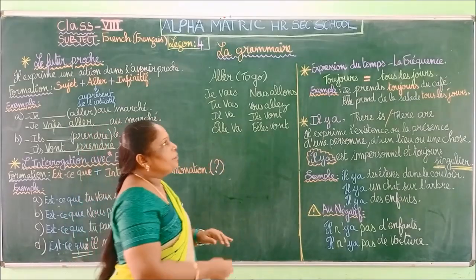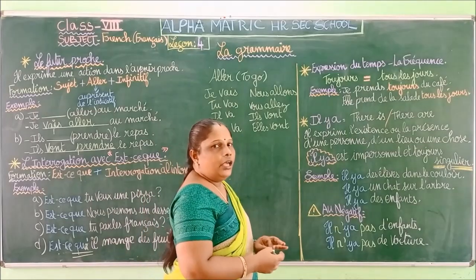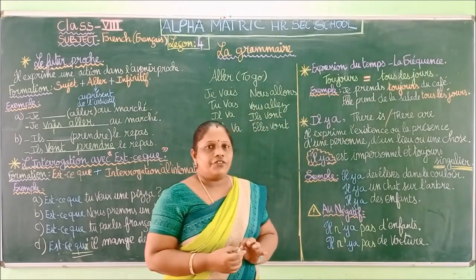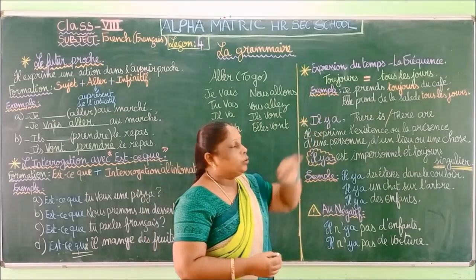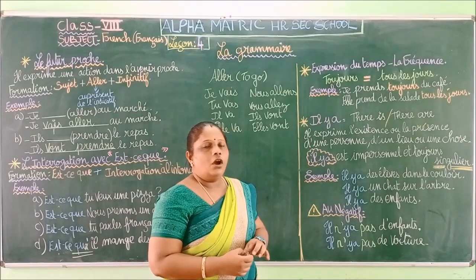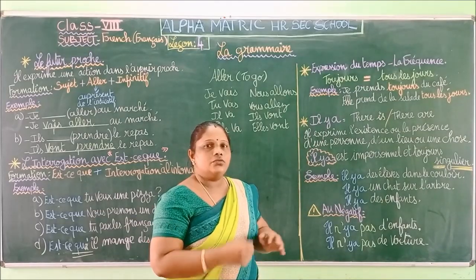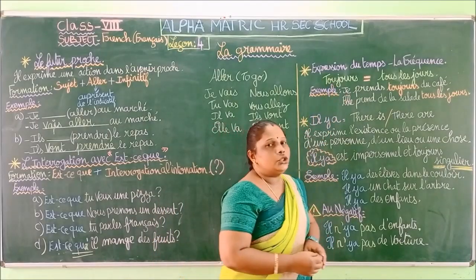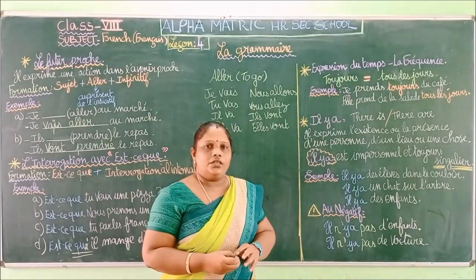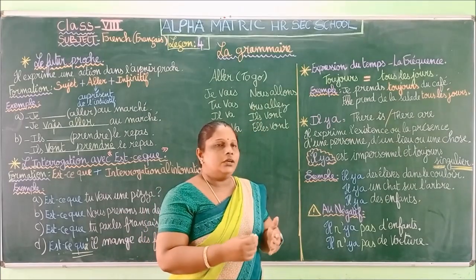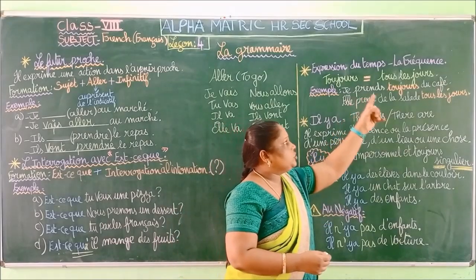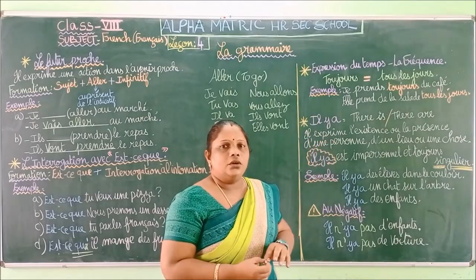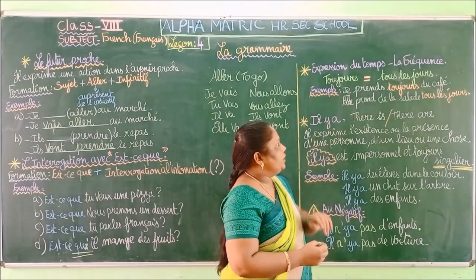Now we are going to see expression du temps, expression of time and la fréquence. Okay, expression du temps, expression of time, okay, and la fréquence, which are repeated. So frequently. Toujours. Toujours means always. Toujours it is repeated. Always. Tous les jours. So you have tous les jours. It is equal to always. Okay.